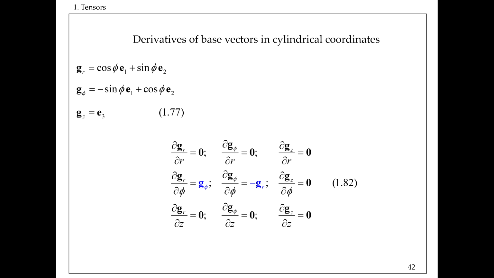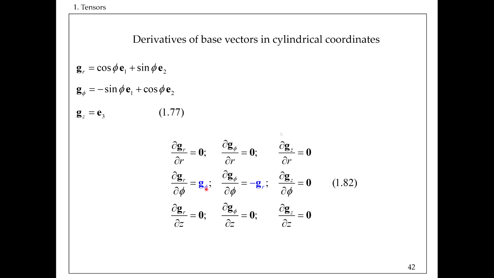So, for example, let's take the derivative of gr with respect to phi. Okay, so the result will be this. Instead of cosine phi and sine phi, we'll have again cosine phi, and here we'll have minus sine phi. As a result, the derivative of gr with respect to phi will be exactly the same as g phi, right? So that's exactly what we have here.